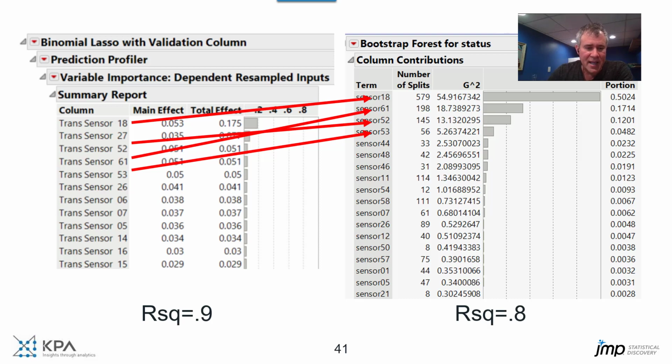We also see that the Lasso model has an R-square of 0.9, whereas the bootstrap forest model had an R-square of 0.8. And so we have a simpler model that has an easier form to understand and is easier to work with, and also has a higher predictive capacity than the bootstrap forest model.